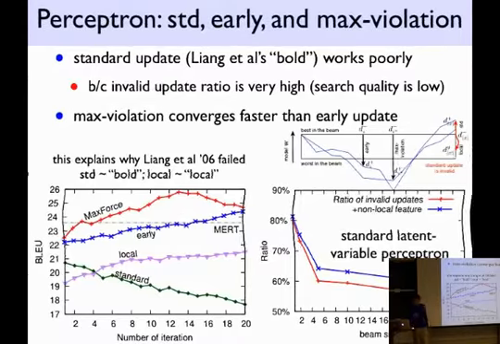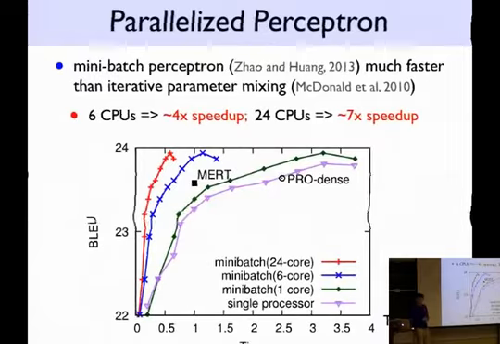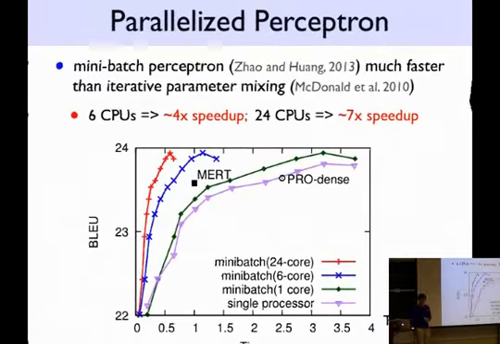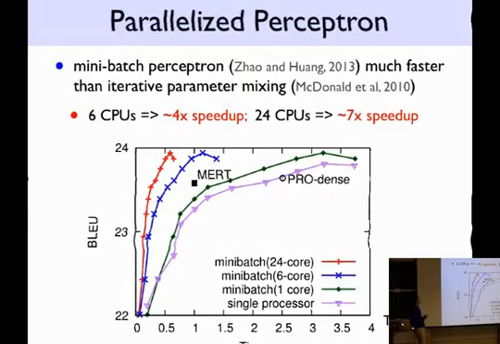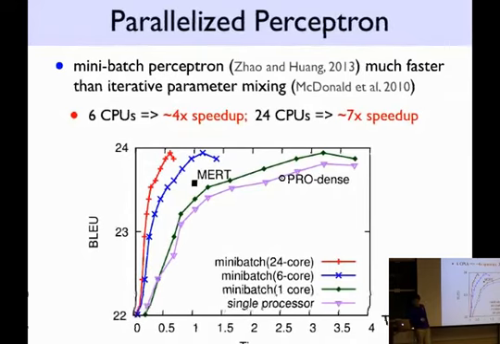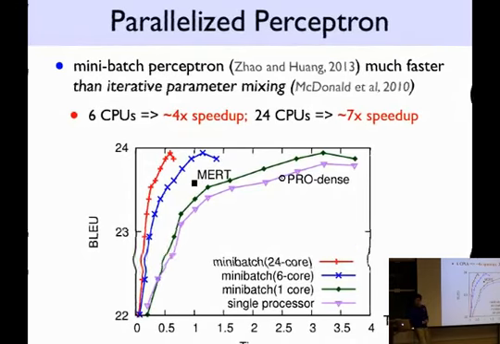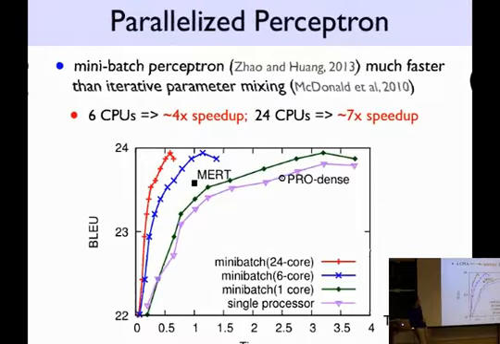Okay. Now, next we have parallelization. If you just do this, it still doesn't scale to the whole training data, and we have to parallelize our perceptron. Here we use something developed in my group this year called mini-batch perceptron. It's shown to be much faster than the previous method from Ryan McDonald, which is called iterative parameter mixing. Many people have implemented this and found that it doesn't offer too much speedup. In our case, we offer much more speedup, and it's also very easy to implement.